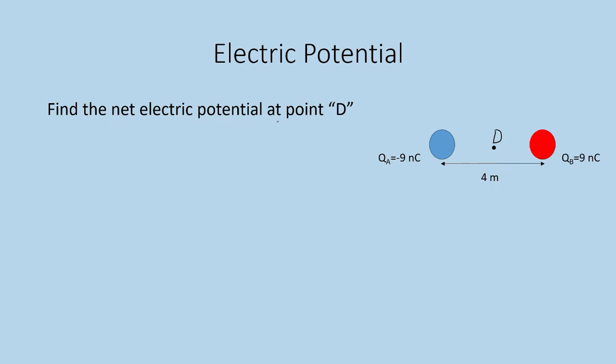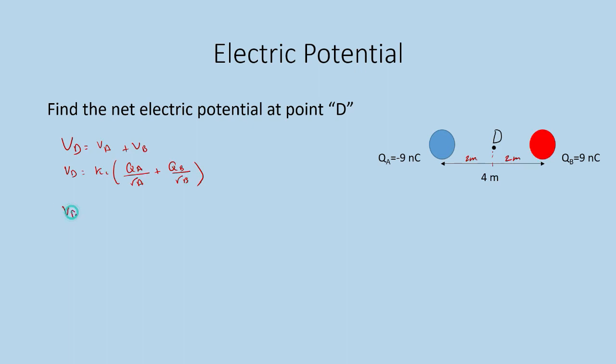Find the net electric potential at point D, where D is given as a midpoint between A and B. So if the whole distance is 4, then this part will be 2 meters and this part will be 2 meters. Okay, so V at point D is equal to the potential of point A plus the potential of point B. So V at point D is equal to Kc into Qa over Ra plus Qb over Rb.